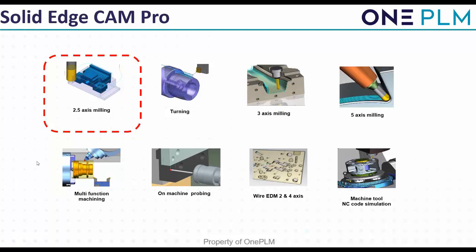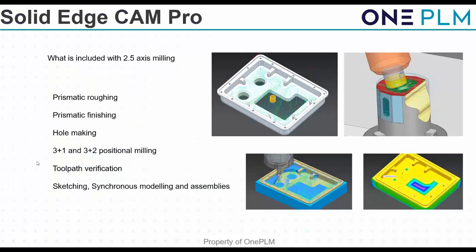Let's take a look at what you actually get within the 2.5-axis milling license. You get prismatic roughing, prismatic finishing, hole making. It's worth pointing out that although we're talking about 2.5-axis milling, it doesn't mean you can only use a 3-axis milling machine. It's able to do multi faces, multi-plane. So if you've got a 4-axis machine and a tombstone, you could machine on multi faces of the part. And indeed, if you've got a 5-axis machine that you use for 3+2 positional work, absolutely, it will work on that as well. So we're not just talking about 2.5-axis as far as the parts are concerned. You can do multiple faces all within the same part.